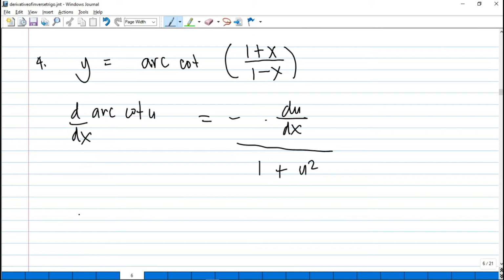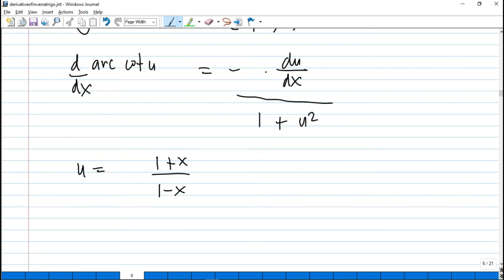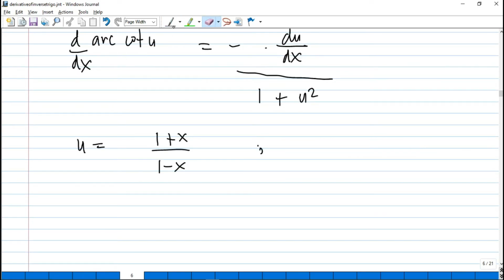Okay, u here is 1 plus x all over 1 minus x. We can actually use the quotient rule in order to find the derivative of this function. So let's recall the quotient rule. The derivative of u all over v is, all over v squared, v du minus u dv. So that's how your quotient rule works.